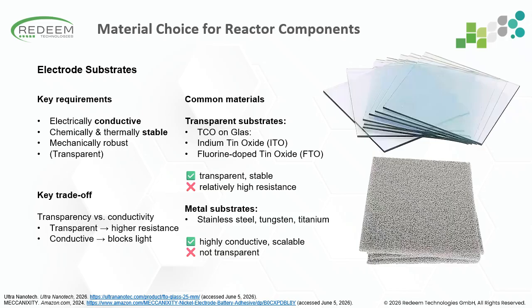The downside, of course, is that they are more opaque and therefore require a front illuminated reactor design, and the compromise here is to use metal meshes or porous metal substrates, because these can still allow part of the light to pass through while providing much better electrical conductivity than transparent conducting oxide coated on glass, although their optical transmission is naturally lower, of course.